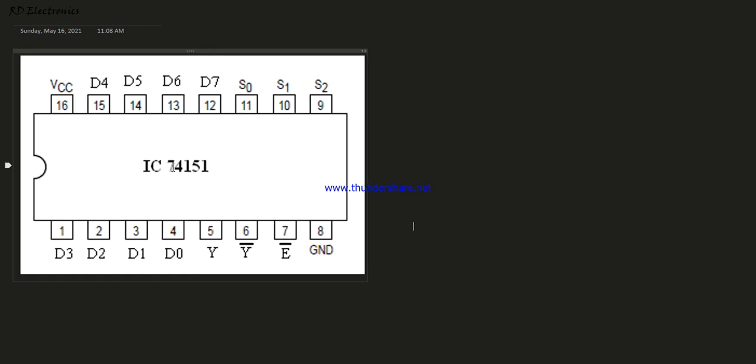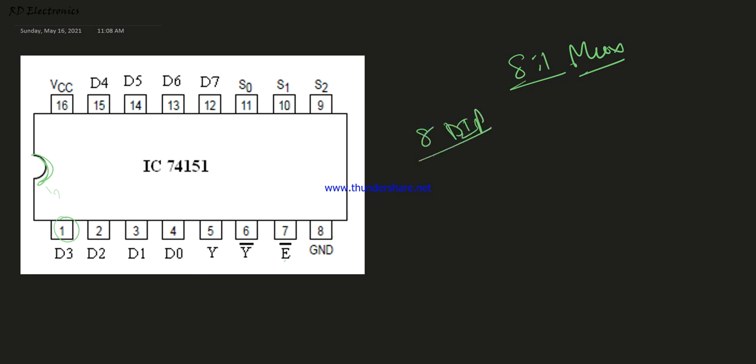Next is 74151. It is known as an 8:1 multiplexer. Pin number 16 is plus VCC, pin number 8 is ground. This is the notch symbol of the IC, and below this notch, this is the starting pin, pin 1. This is known as a dual inline package, because on each side there are 8 pins. That means a total of 16 pins are available.